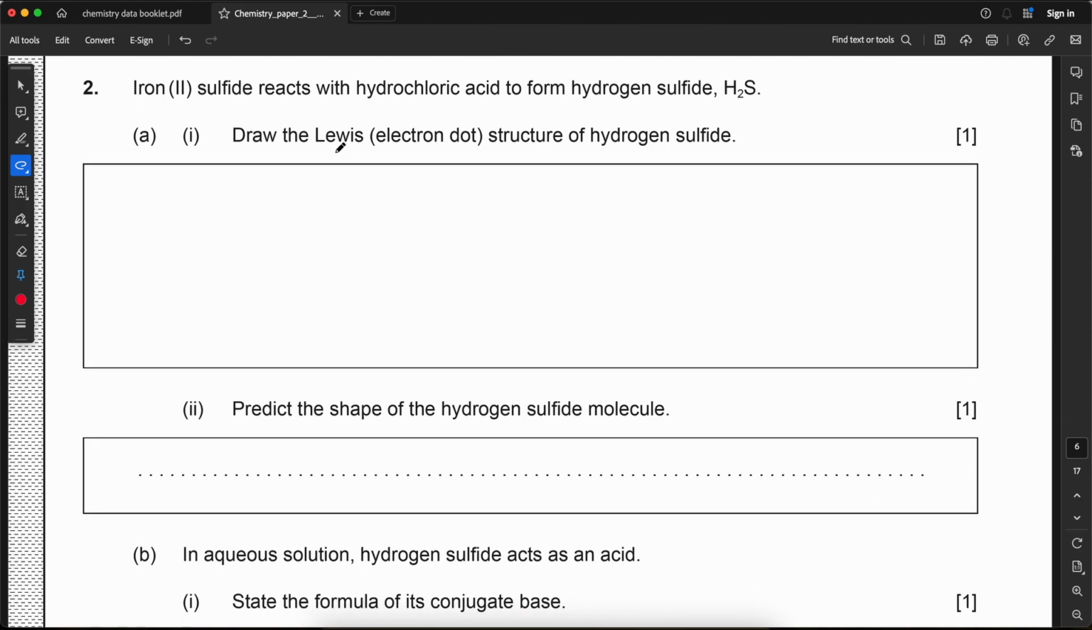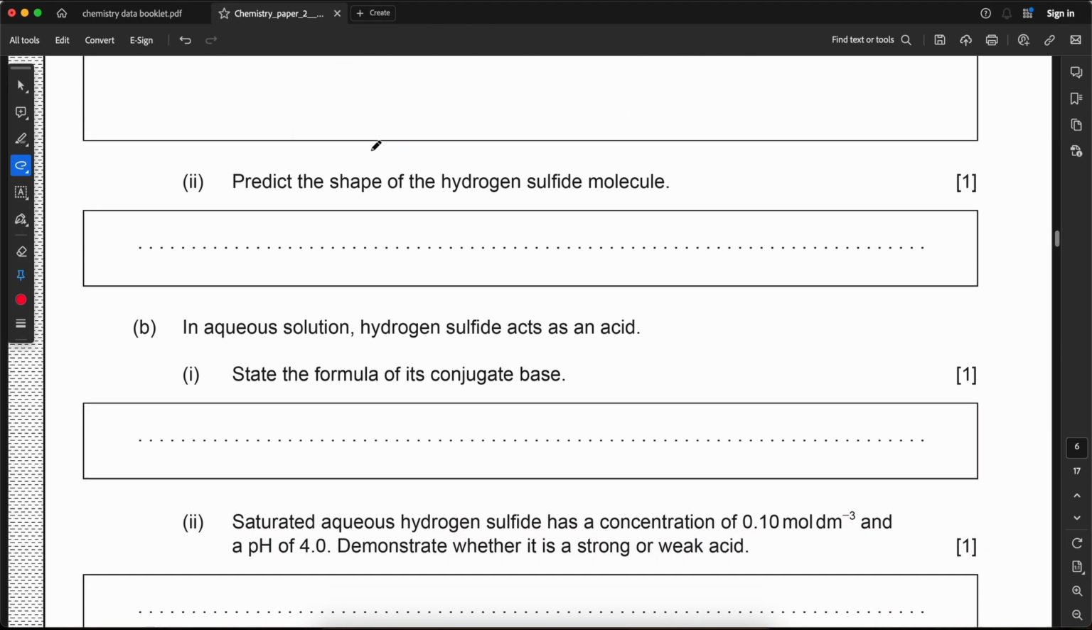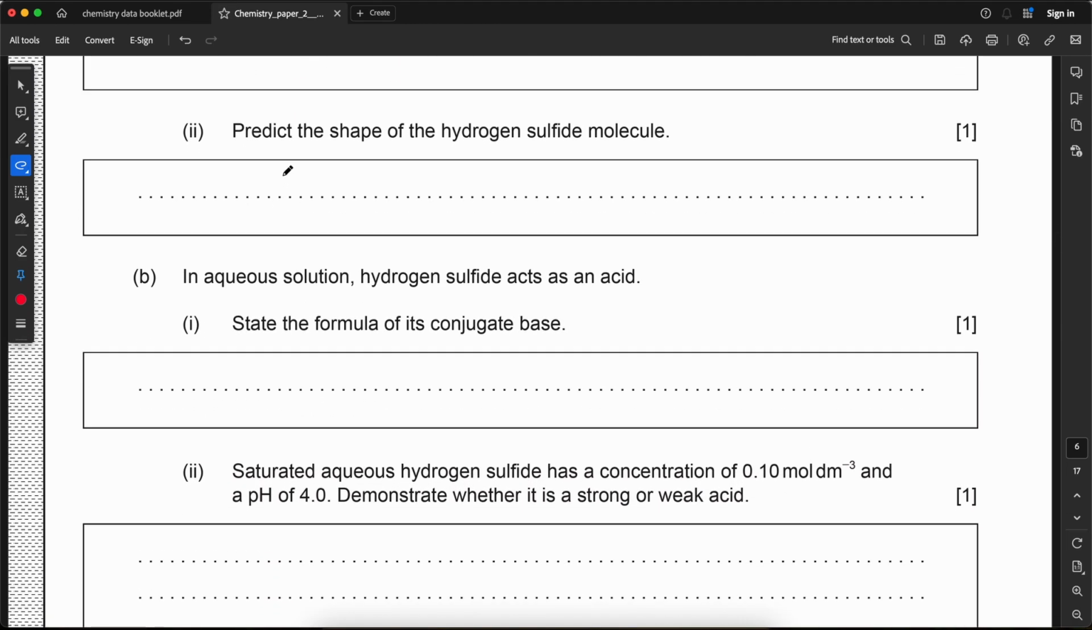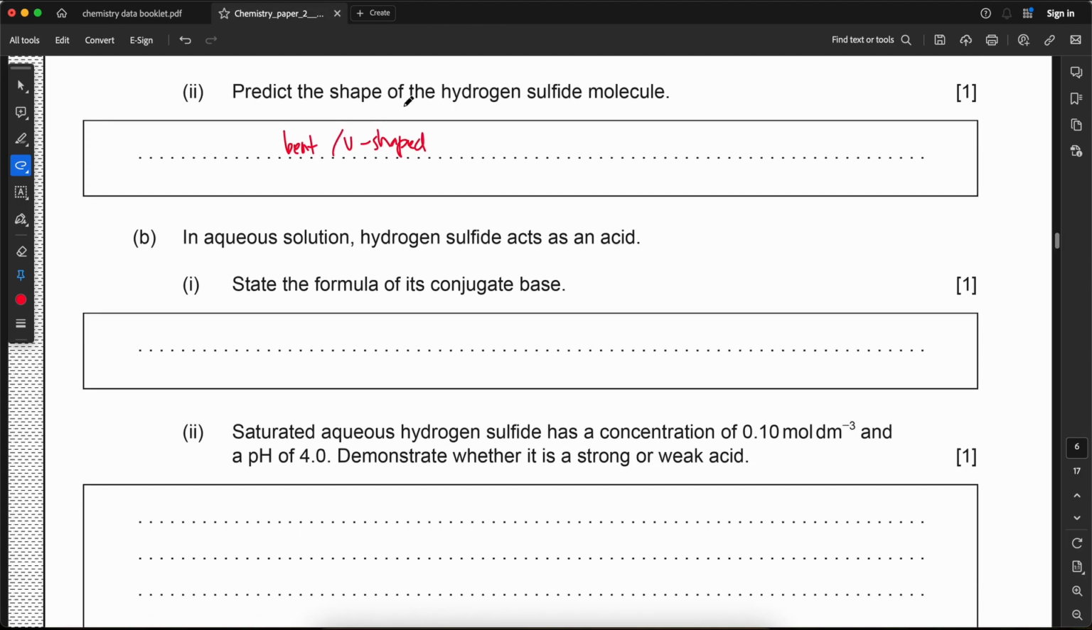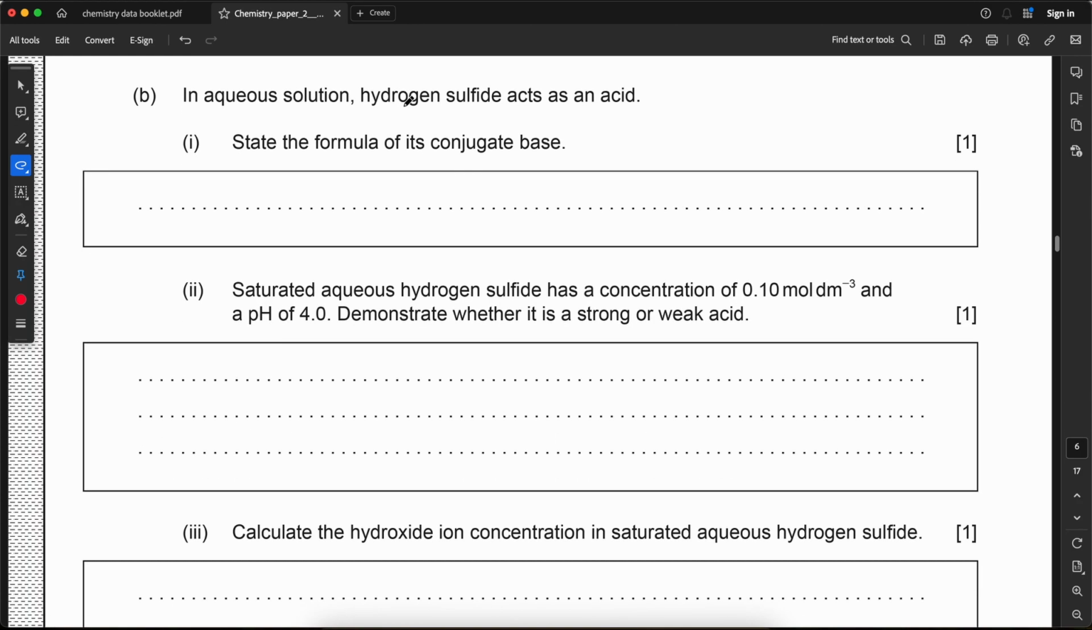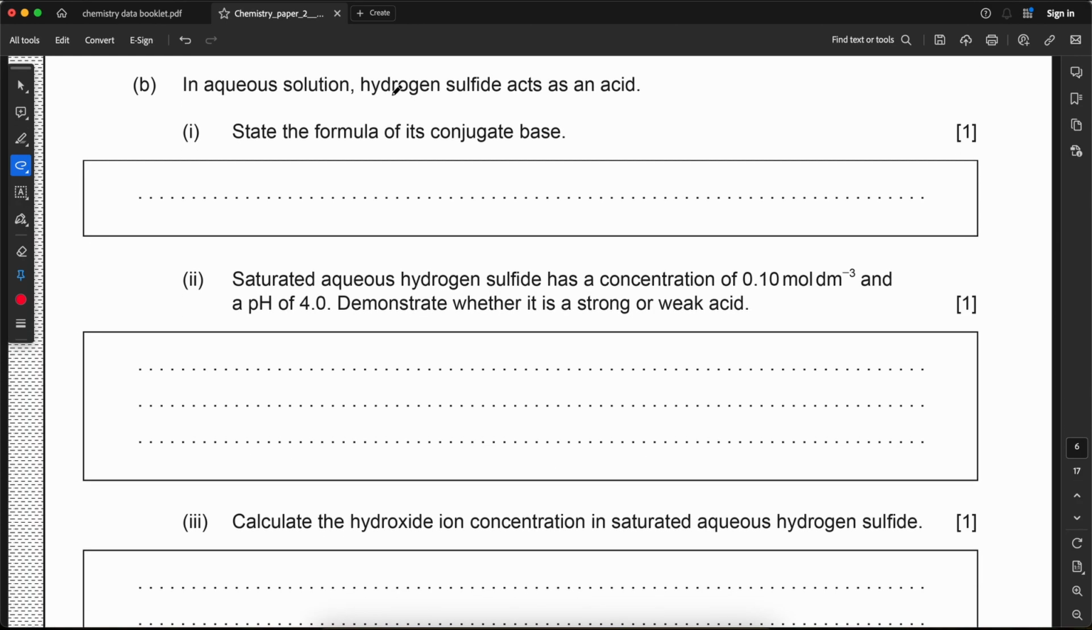Iron(II) sulfide reacts with hydrochloric acid to form hydrogen sulfide, H2S. Draw the Lewis electron dot structure of hydrogen sulfide. Okay. Predict the shape of the hydrogen sulfide molecule. It's bent or V shape. In aqueous solution, hydrogen sulfide acts as an acid. State the formula of its conjugate base.